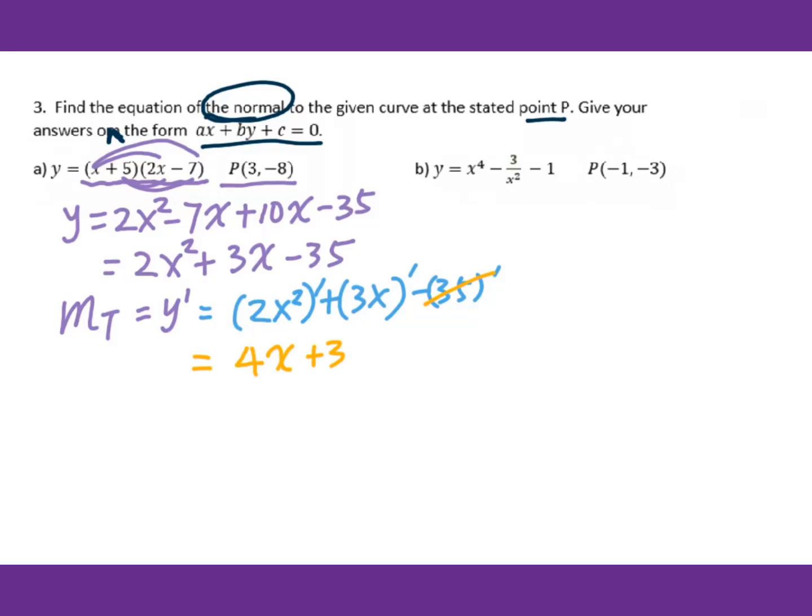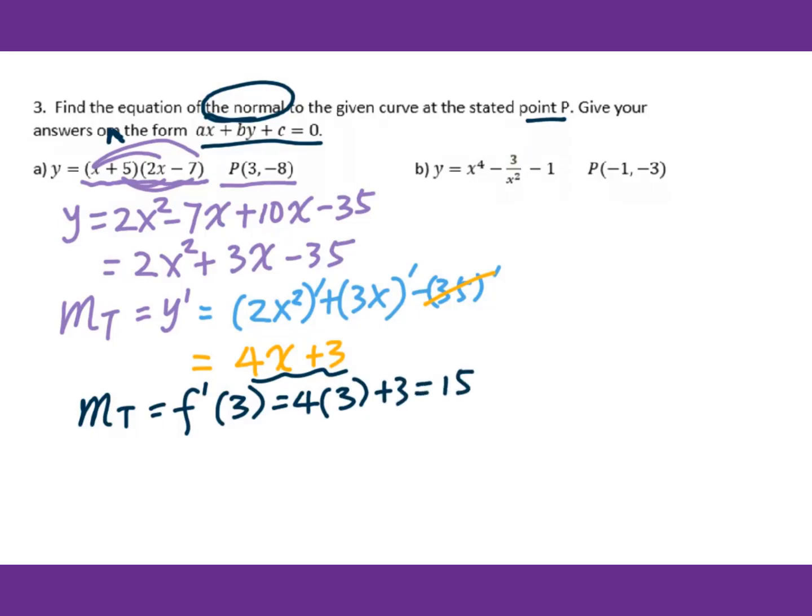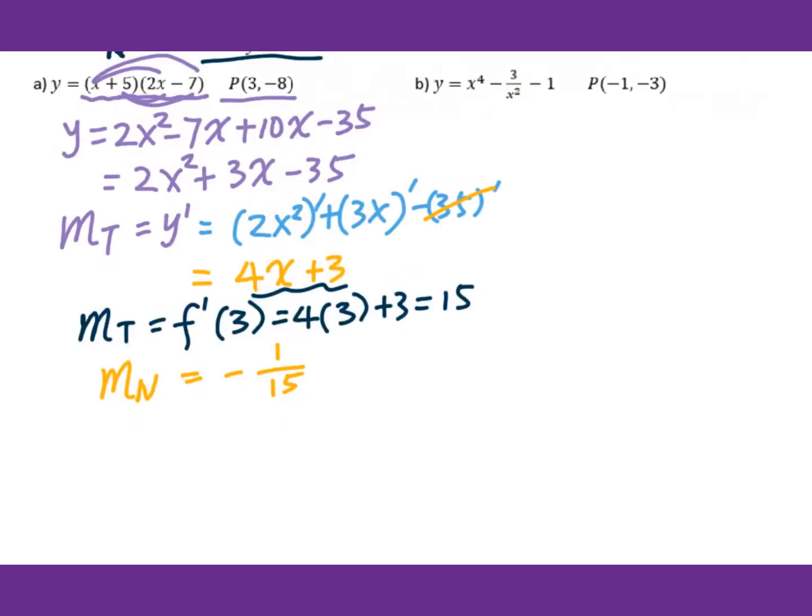Constant number is 0. Therefore, slope of tangent line equals f prime of 3. We plug in here: 4 times 3 plus 3 equals 15. That's the slope of the tangent line. Since we need a normal, the slope of the normal line equals the opposite reciprocal, which will be -1 over 15. So we can write down the equation y plus 8 equals -1 over 15 times x minus 3.